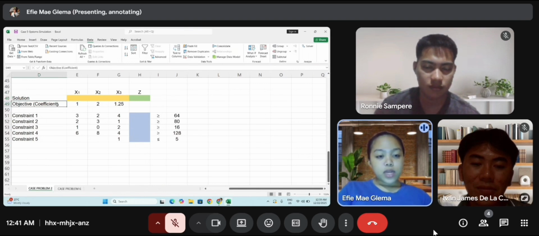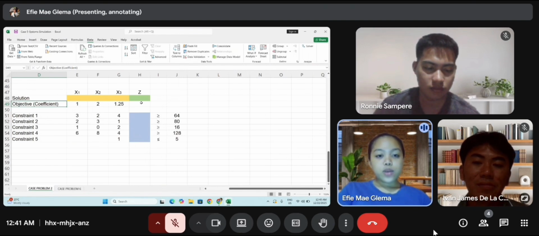The third row is the objective coefficient from the objective function, which is the cost per pound of grains X, Y, and Z, which is 1 peso, 2 pesos, 1.25 pesos respectively. Below, we also have the constraints, which follow the same columns as the third row. We have obtained the coefficient in each constraint, placing it in its corresponding column.